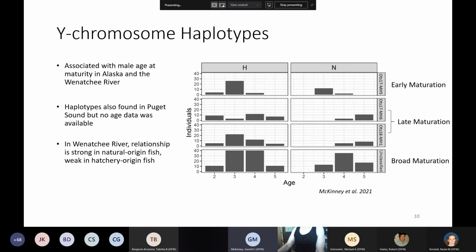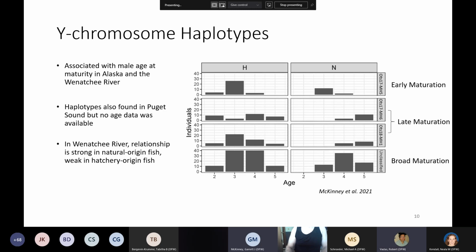And then for the Y-chromosome haplotypes, this was work that I did as a postdoc. I have 2 papers out now. One where we found these haplotypes were associated with male age at maturity in Alaska, and one where it was associated with male age at maturity in the Wenatchee River.